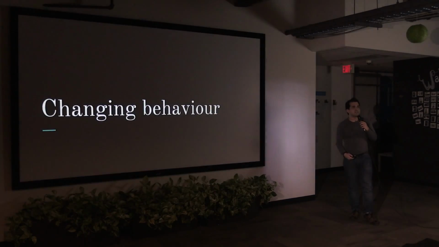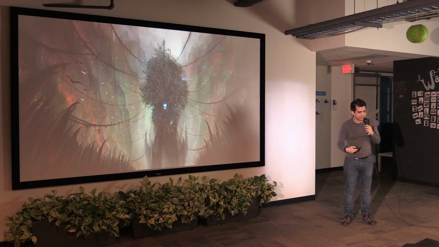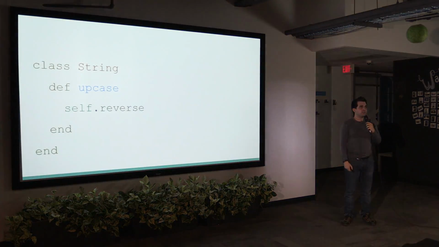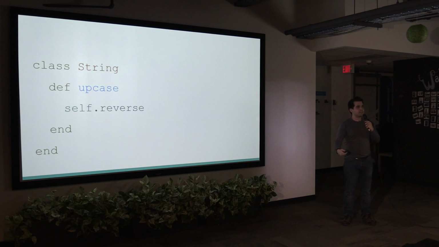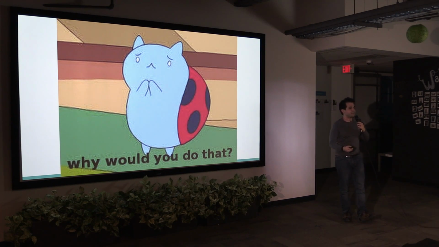But let's go deeper. Let's go to the next level of hell. Let's change some behavior. This is where things start getting really dark, right? This is where you can do really stupid stuff, where you can reopen the string class, and whenever someone wants uppercase, just give it to them backwards. And you may think about it and be like, why would you do this? Like, is there a really good reason why you would reopen classes to change the behavior? And there actually is a really good reason for this.